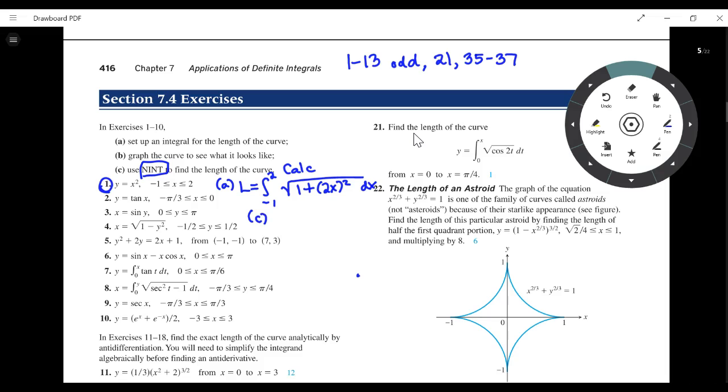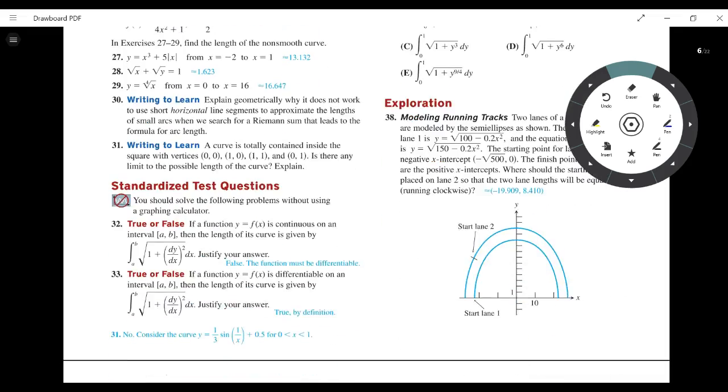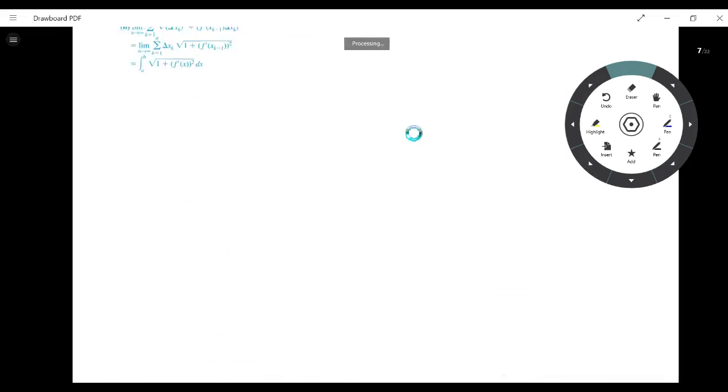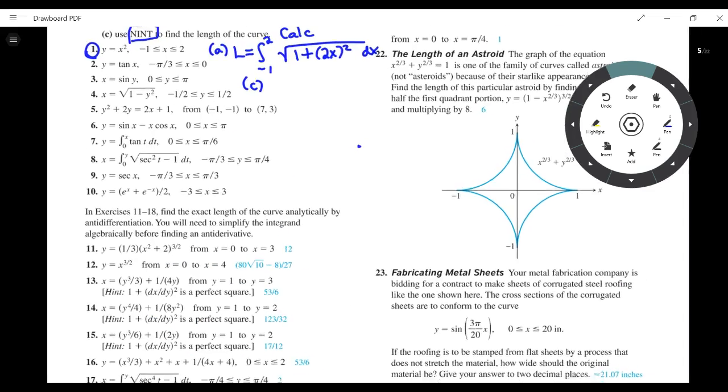Do we not circle our answers then? Or just go to C? Just go to C. I don't know why it says graph the curve to see what it looks like, as if you don't know what x squared looks like by now. Do we have to write it out as A and C, or can we just write out the integral? That's fine. So what do you get when you plug it in? I don't know. Something. Did anybody plug it in? Let's see where they put the answers. They don't have the answers for some reason. But you guys understand what to do there.